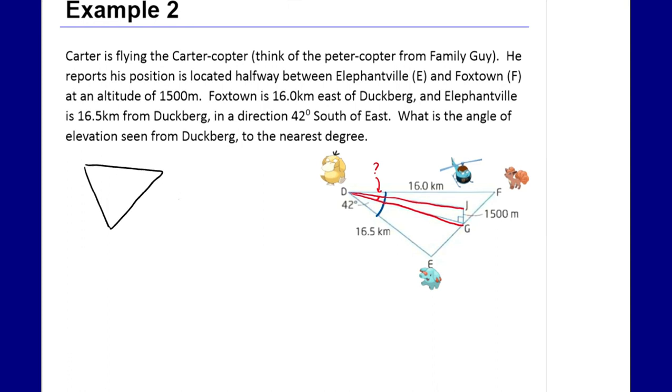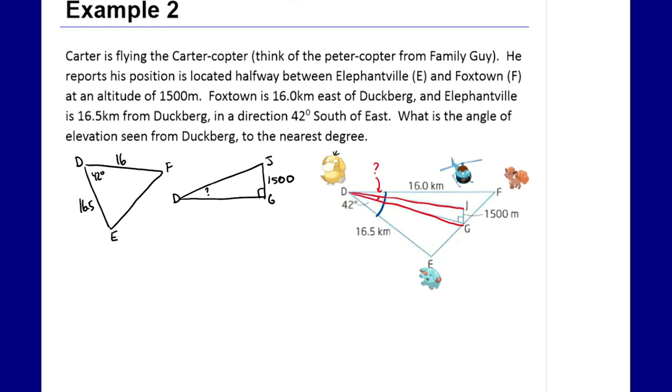And then we have a vertical triangle, right, going from the town to a helicopter in the sky. It forms a 90-degree angle. So I'm just going to relabel the information that we're given. I don't know what that angle is. We know this is 16. I'll label the points as well: D, G, J, D, F, E, 16.5, 42 degrees. So those are the two triangles.